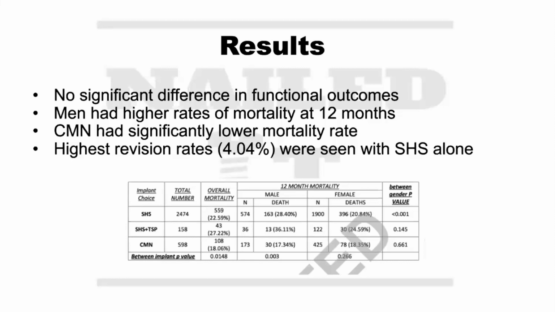With the sliding hip screw without a troch stabilization plate, our 1 year mortality rate was 28% in men, 20% in women. With a stabilization plate, interestingly enough, it goes up to 36% in men, 24% in women. The cephalomedullary nail was much lower than both of these groups, with a 17% mortality rate in men and 18% in women. So significantly decreased mortality rate with the cephalomedullary nail at 1 year.